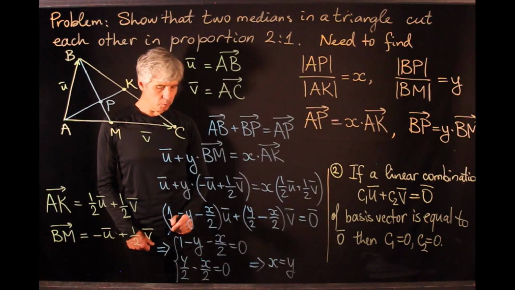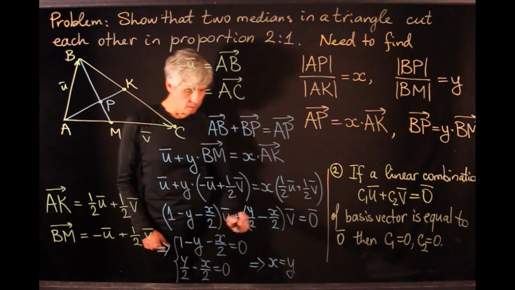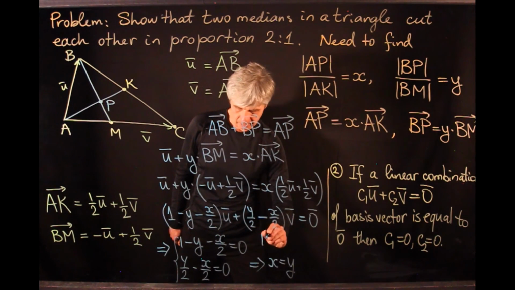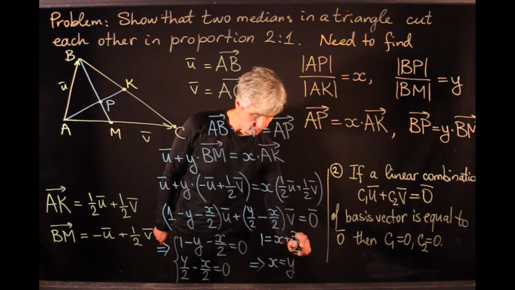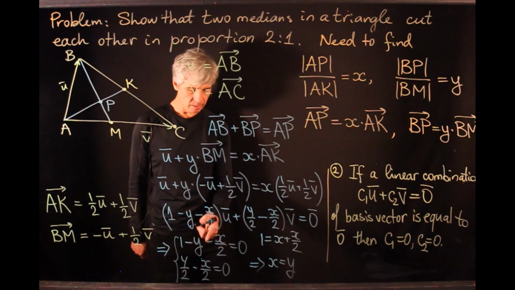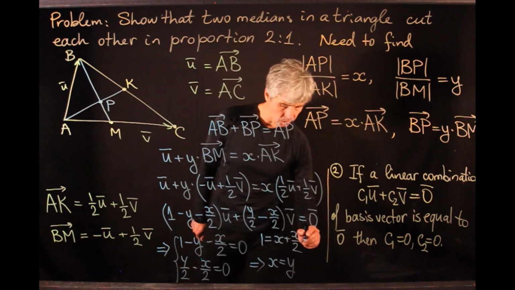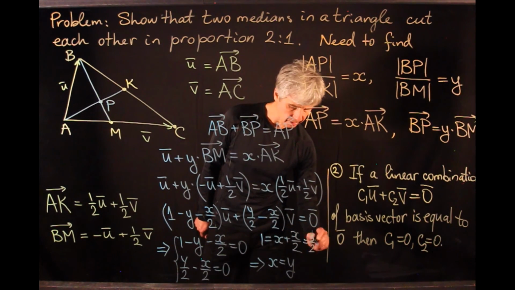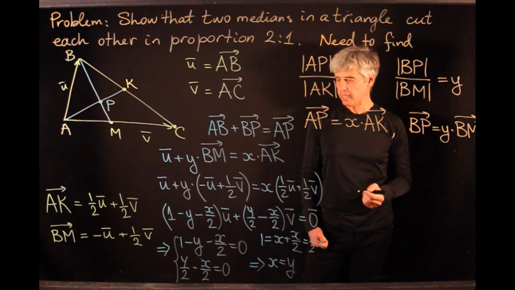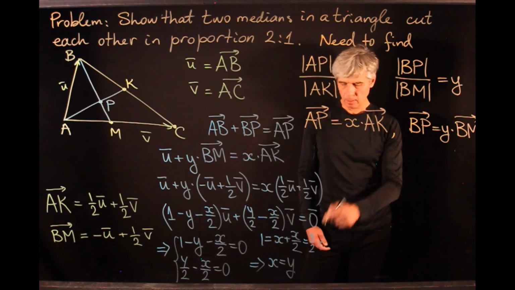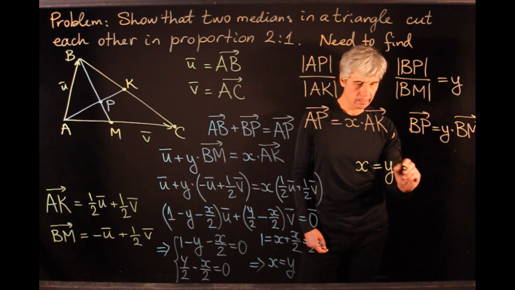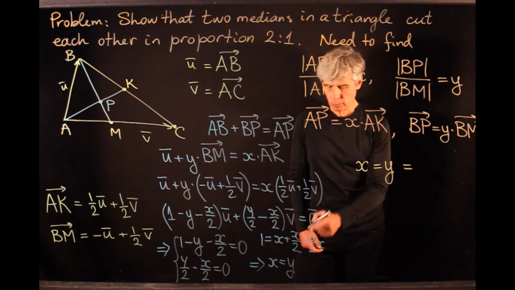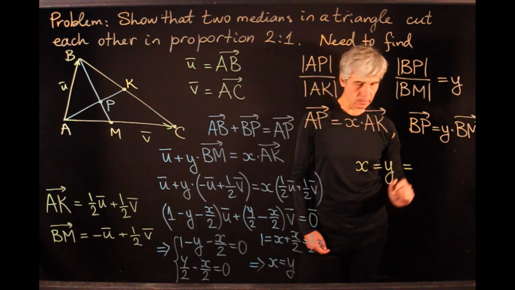And when we put this in the first equation, we get that 1 is equal to x plus x over 2, right? Because x is equal to y, I substitute this y with x and I move it to the other side. And so what we get is 3/2 times x. And now we get the answer to our problem. From the second equation, we see that x is equal to y. And from the first equation, we get that x is equal to 2/3.